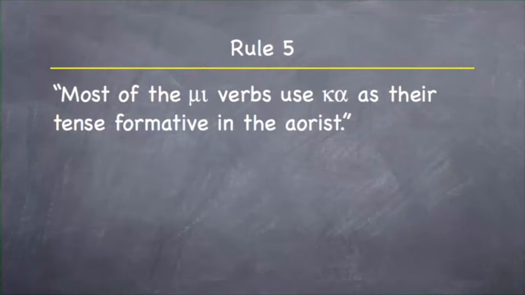Rule number 5 is that most of the mi verbs use kappa alpha as their tense formative in the aorist. Now, there are kappa aorists that aren't mi verbs, but mi verbs, for the most part, are kappa aorists. And so that's just another rule you have to learn. So take a look here at the full paradigm. And this is one of those paradigms where you really just need to get your book out and stare at it for a while.